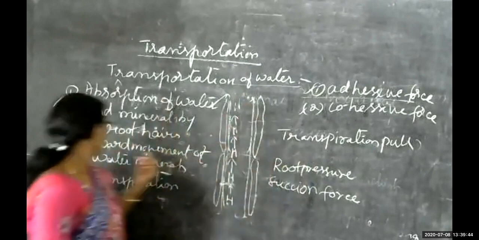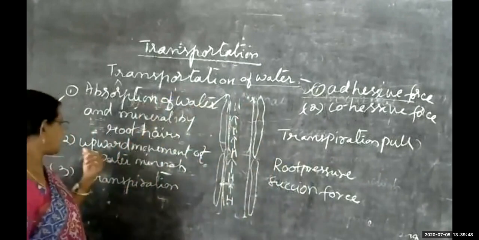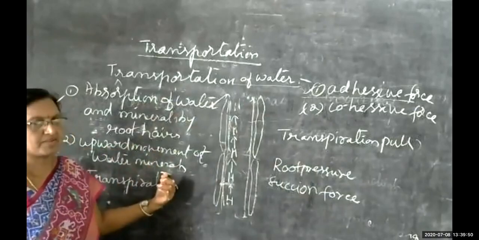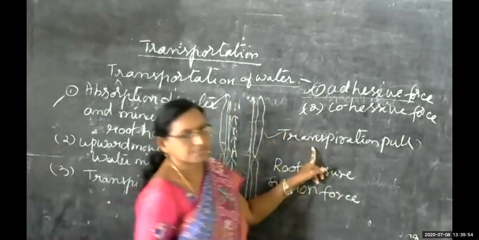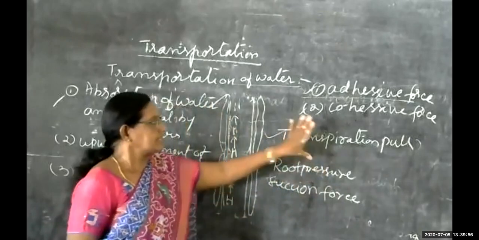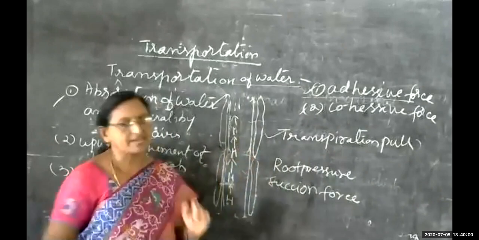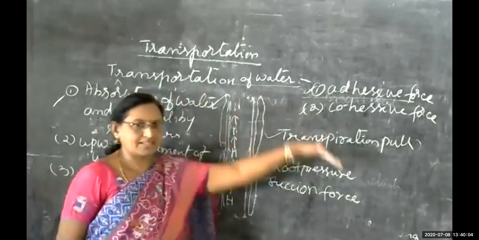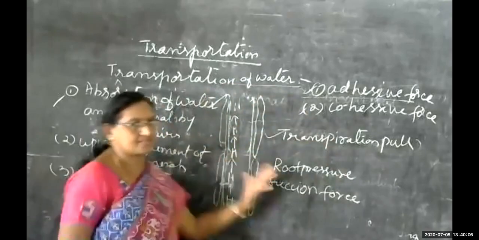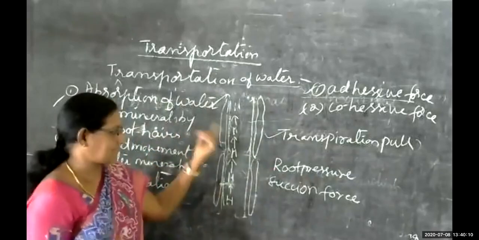Okay. Then the second step involved in the transportation of water is the upward movement of water and minerals. Upward movement of water and minerals means there we can see transpiration pull. Here the plant is not using any additional energy. You are noticing that? I didn't say the plant is collecting that energy, the plant is utilizing this energy. Why it is, I will say later.